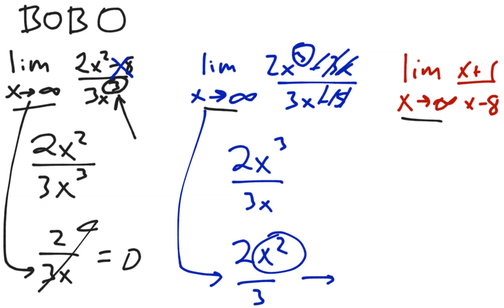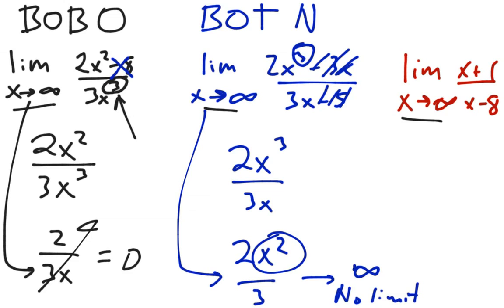So this limit goes to either plus or minus infinity, and this is considered having no limit, or limit does not exist. And so if the exponent is bigger on the top, then there is n for no limit. The last example is if the exponents are the same.